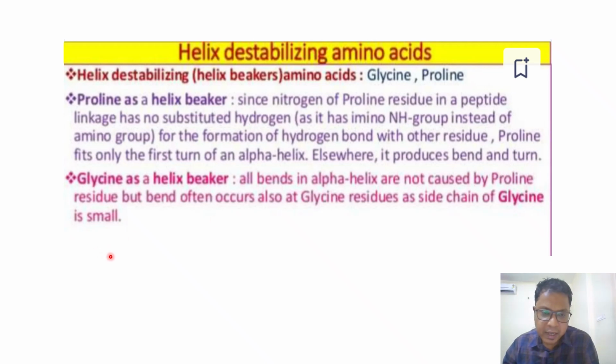And glycine, we know glycine is the smallest amino acid because its side chain is hydrogen. So not all bends in the alpha helix are caused by proline residues, but bends often occur also at the glycine residue, as the side chain of glycine is very small. So it will make a bend in the protein structure.